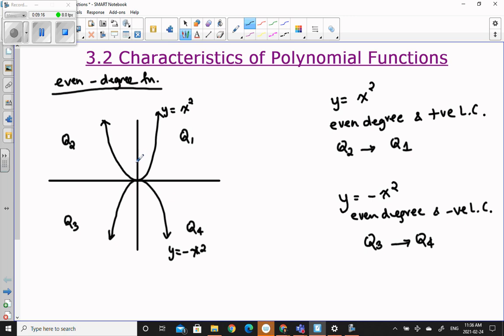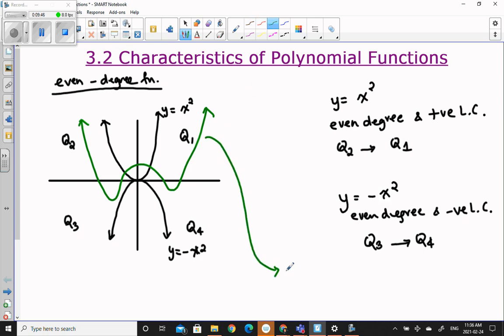You can also have other even degree functions. For example, you could have a quartic function. So I'm just going to draw one quartic function. Let's say you have a quartic function and it's like this. This is your function. And you can see that it's going from Q2 to Q1. So we know it's going to have a positive leading coefficient because it's going from quadrant 2 to quadrant 1.